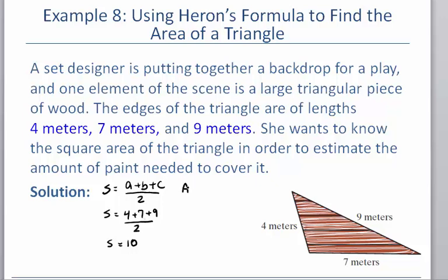Remember that our formula says that we're going to take the square root, we're going to do S, and we're going to do S minus each of the side lengths. So we're going to do 10 minus 4, which is 6. We're going to do 10 minus 7, which is 3. And we're going to do 10 minus 9, which is 1. And so calculating this, we're going to have the square root of 180, which we can put in our calculator to get an approximate area of 13.4 meters squared.